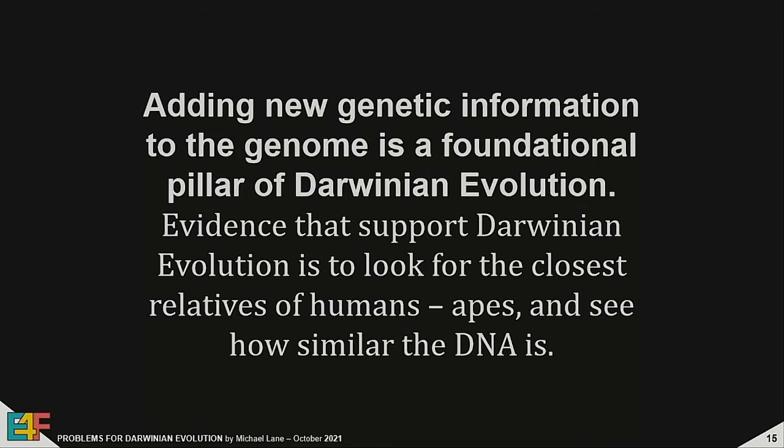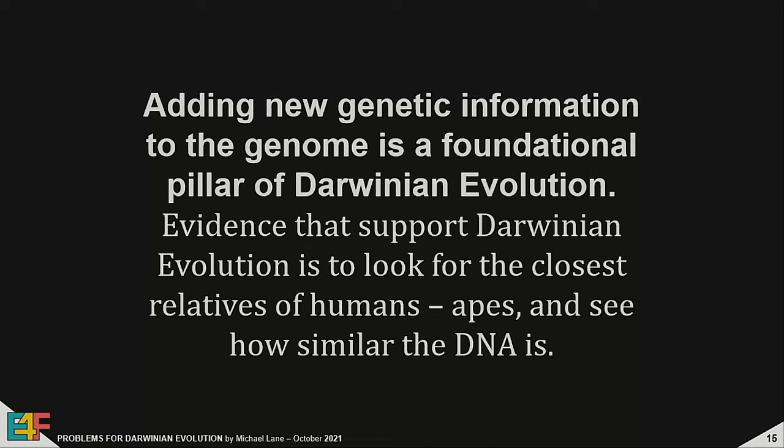Now, we come across this, though, that they will use, having to do with these mutations and stuff, that we have similar DNA. Adding new genetic information to the genome is the foundation pillar, as I said, for this whole thing. And evidence that supports Darwinian evolution is to look for the closest human relative. Well, what's that for us? Apes, correct? How many times have you heard that man evolved from ape?